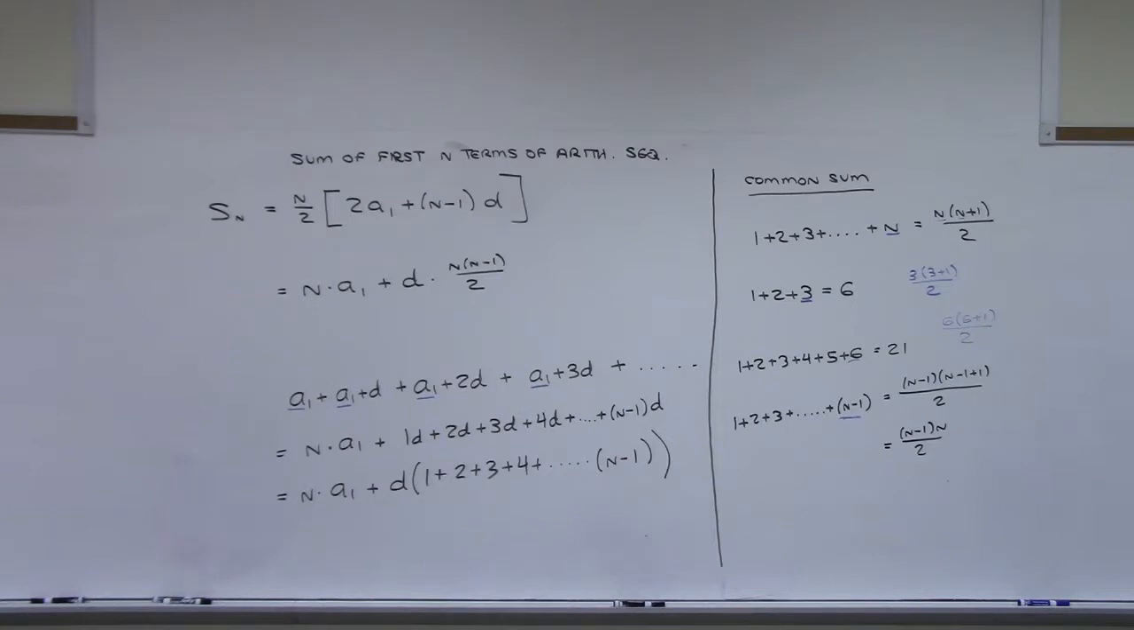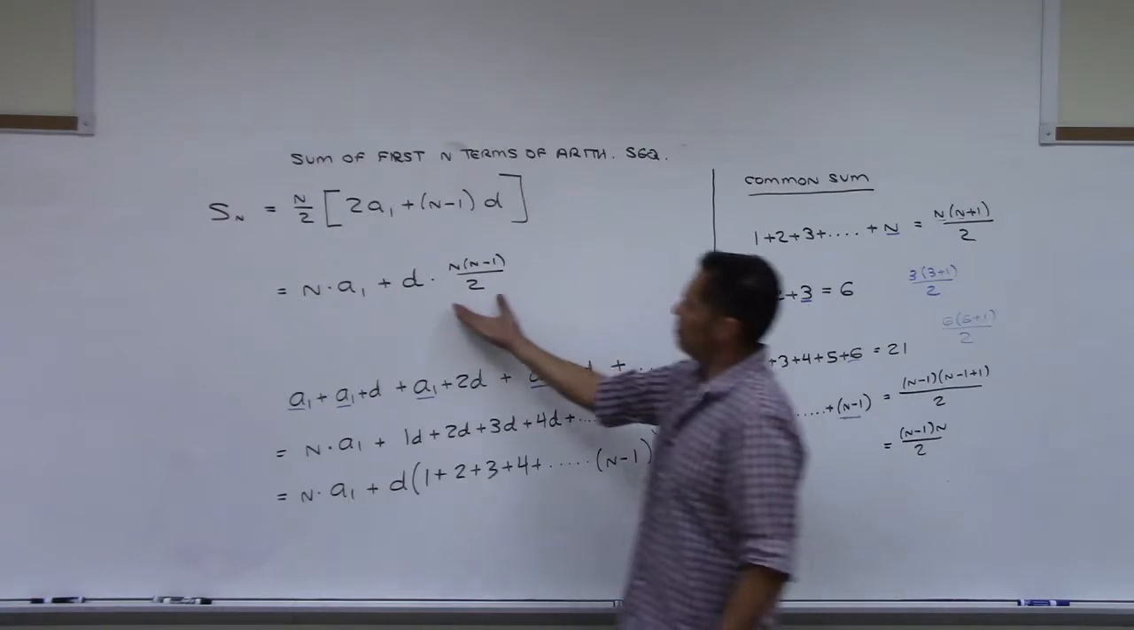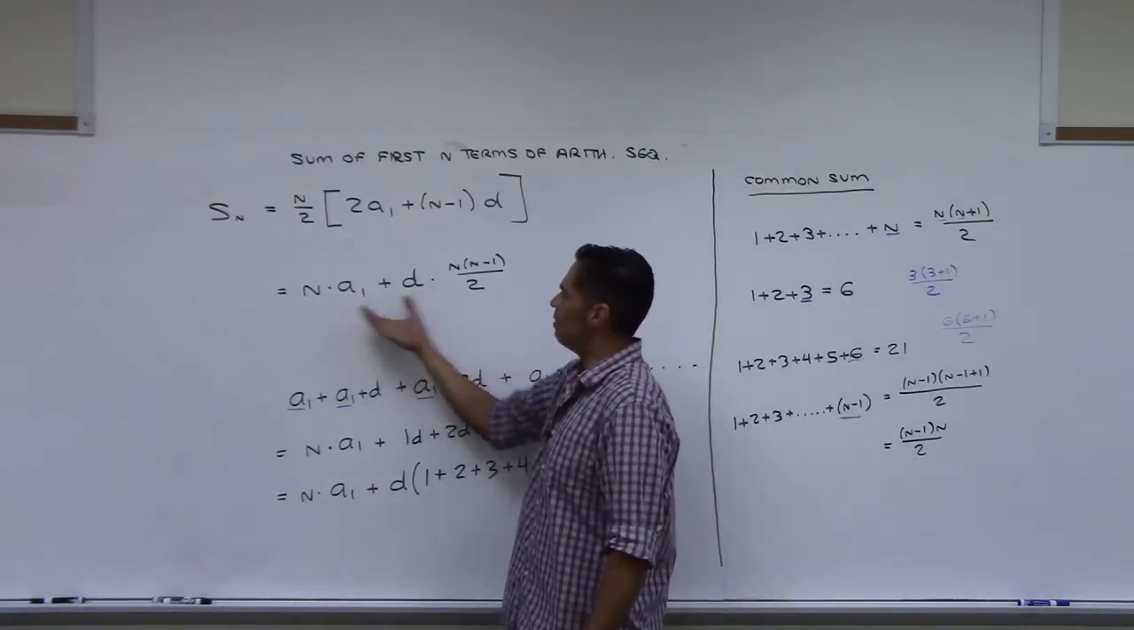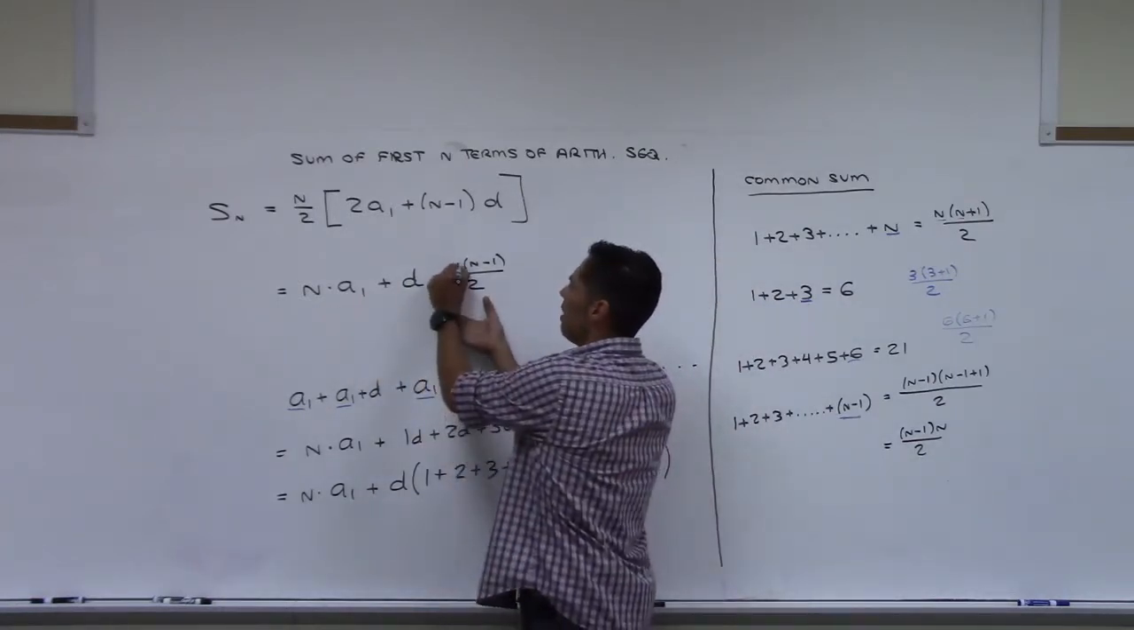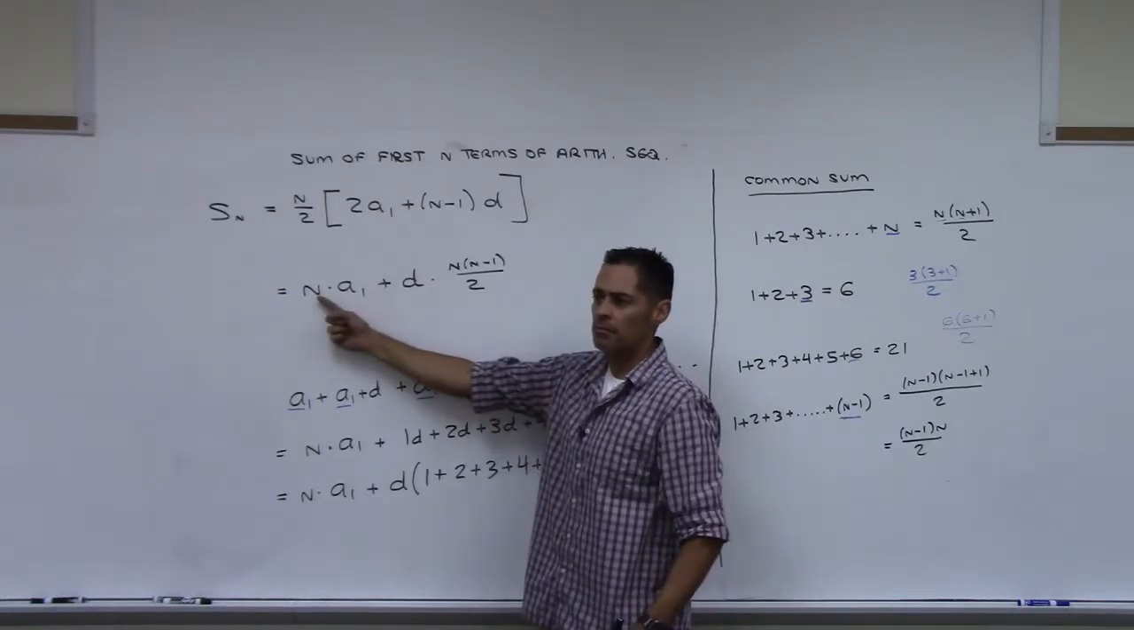I'll give you a hint. G, C, F. What do both of those terms have in common? What does this and this have in common with one another? They both have n, right? N here and n here.